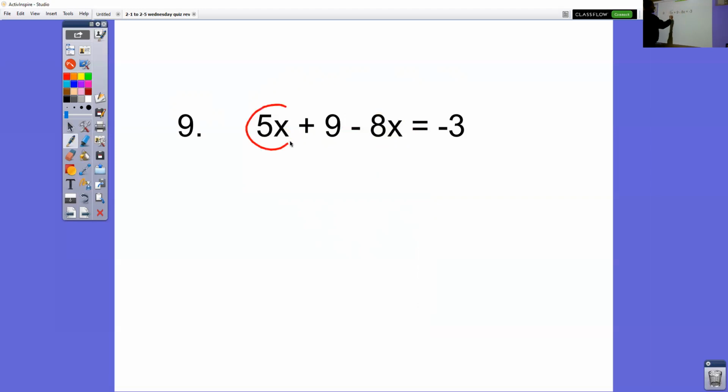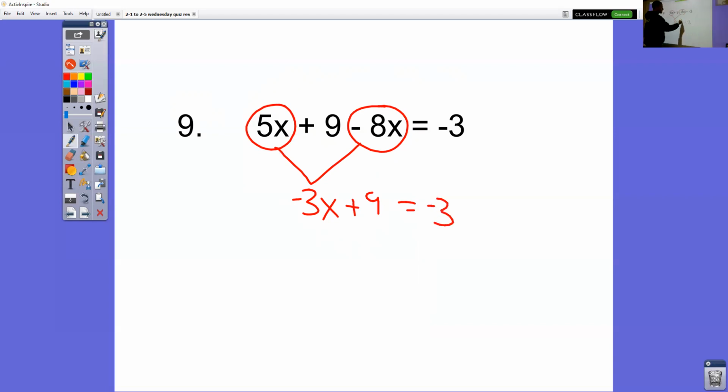So again, we want to add together our like terms. We're adding together a 5x and a -8x. 5x plus -8x is -3x. Bring down your +9, bring down your equal sign, bring down your -3. Now you just have a two-step equation. The opposite of +9 is -9, so we want to do -9 and -9.